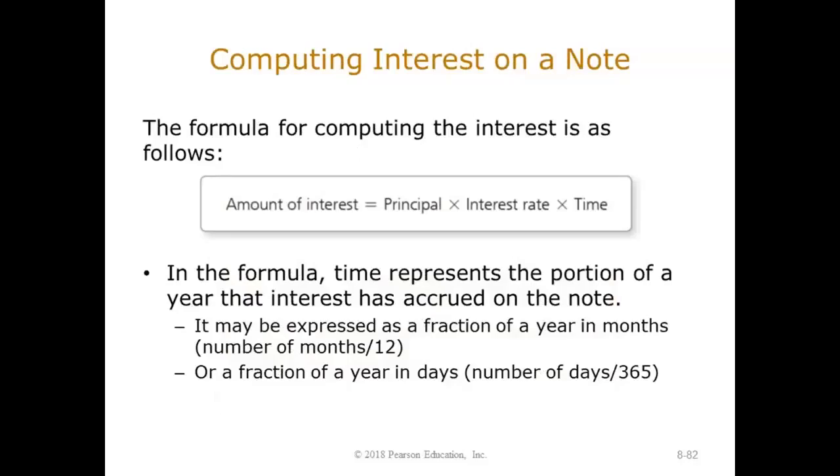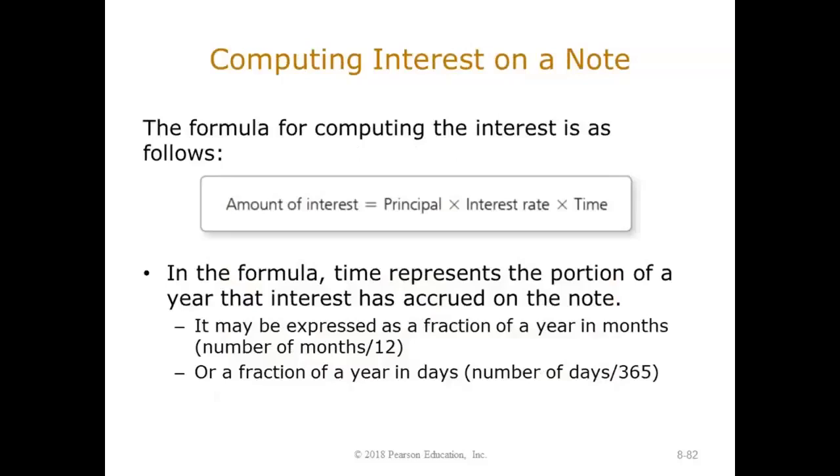So the formula for calculating interest, and this is going to be very important. To figure out interest, it's always principal times interest rate times time. So the amount of interest is always going to be your principal times your rate times time.